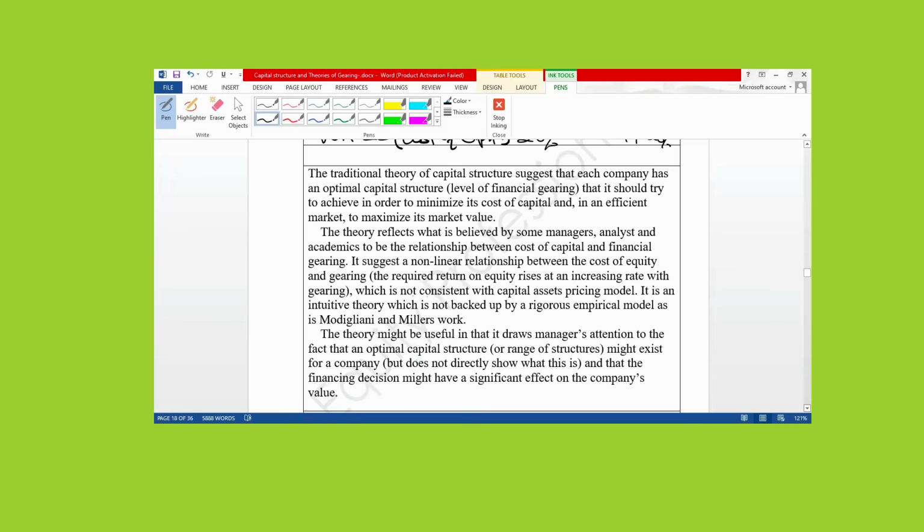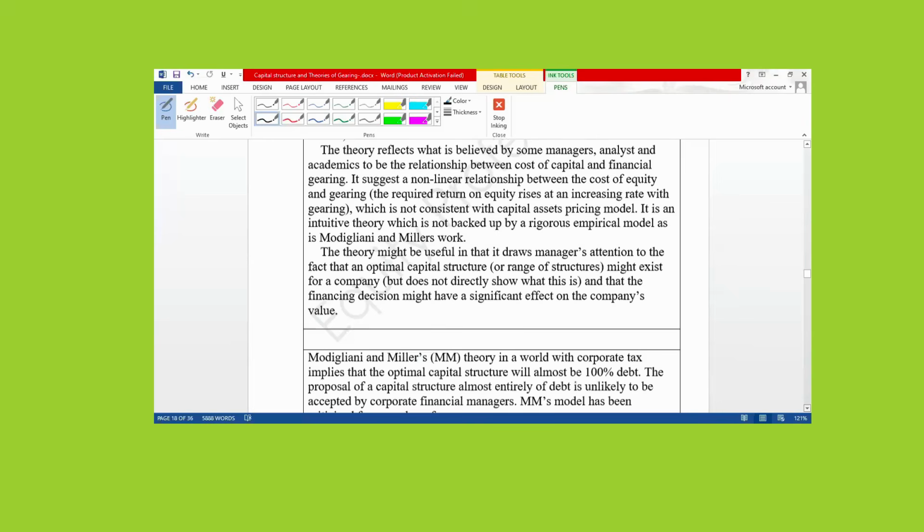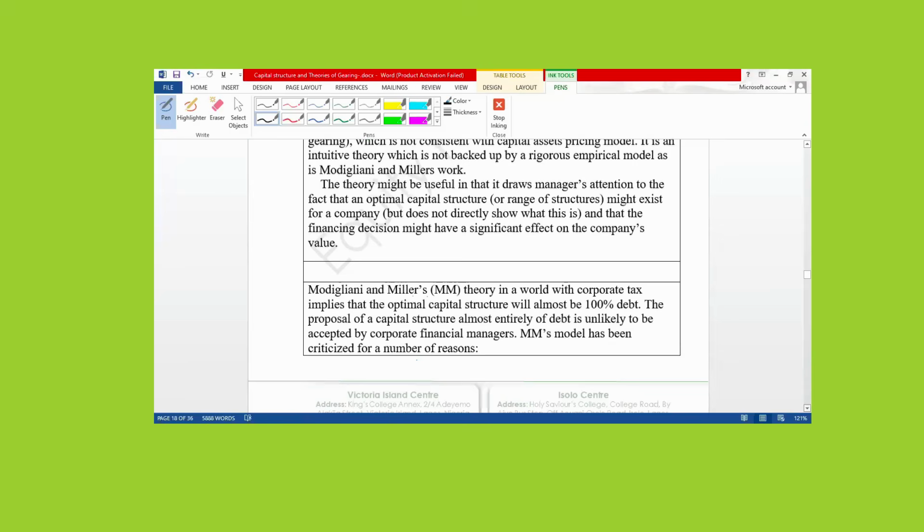You also consider tax. So please don't say he didn't talk about tax. The only thing is that there's no rigorous empirical evidence to back it up. He believes that there is tax in the economy. We now look at Modigliani and Miller theory.